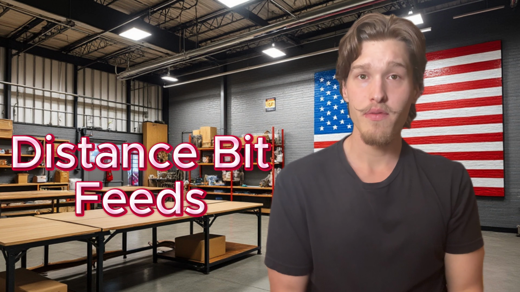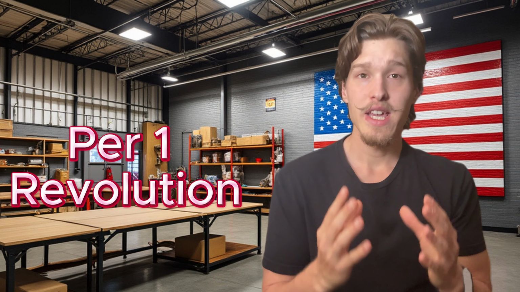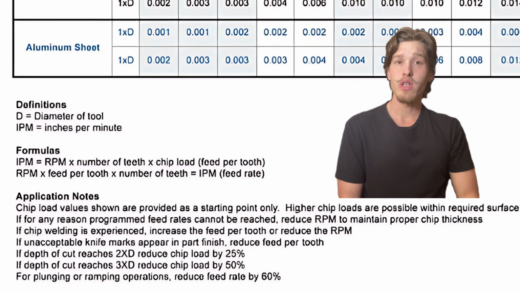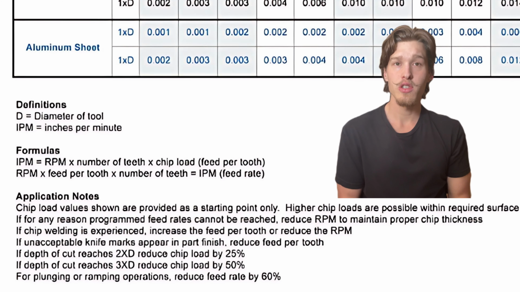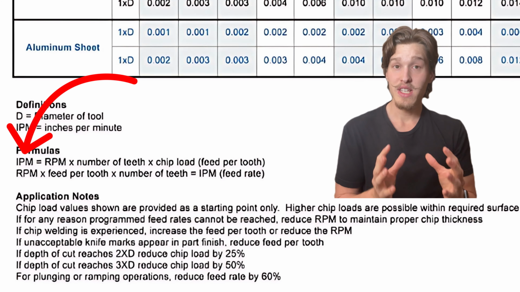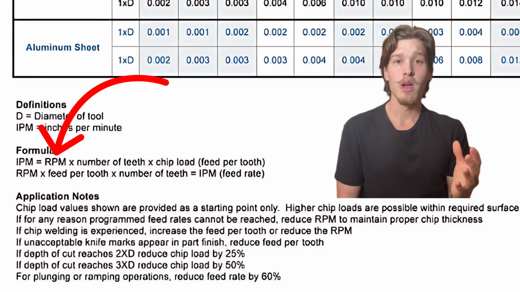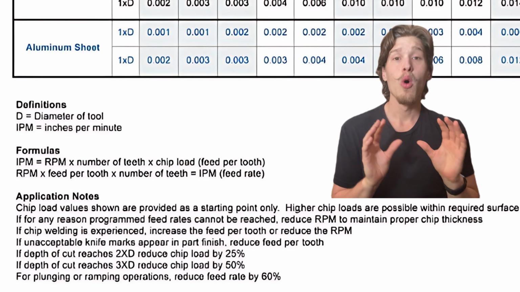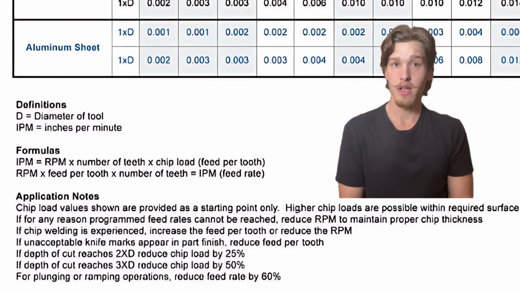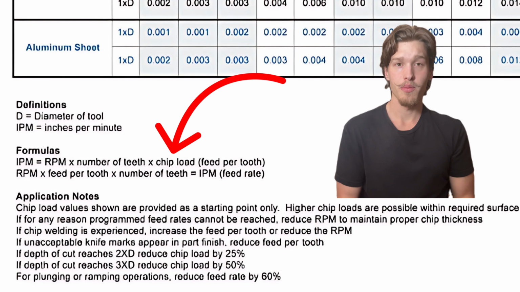Now, if by chance you're not familiar with the term chip load, no worries. Chip load is simply the distance your bit feeds per tooth each time it turns 1 revolution. Chip load is the information we use to determine feed rate, which is commonly referred to as inches per minute. We use this simple formula to determine inches per minute: RPM times the number of teeth, which can also be referred to as cutting edges, times chip load.